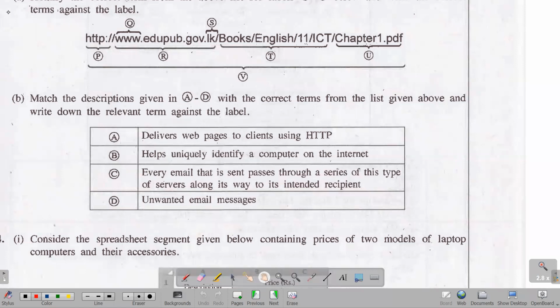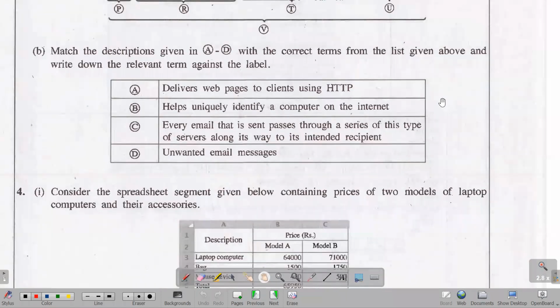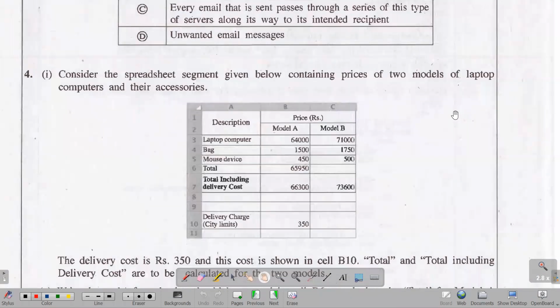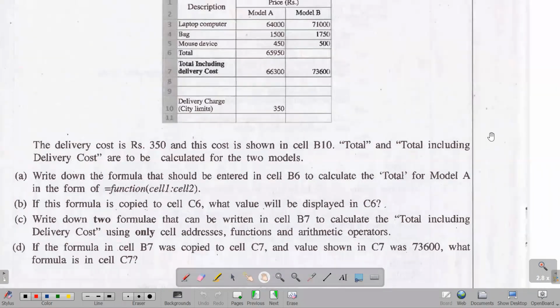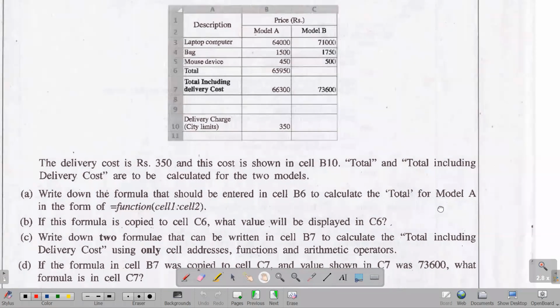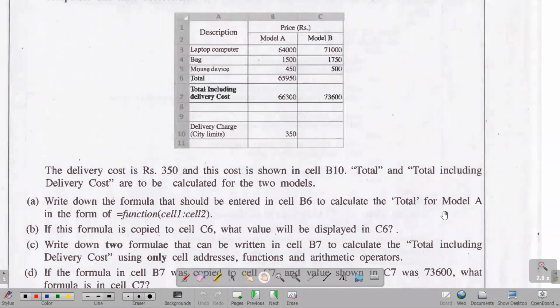All right. So moving forward to the fourth question. It says consider the spreadsheet segment given below containing prices of 2 models of laptop computers and their accessories. The delivery cost is 350, which is given in cell B10. The total and the total including delivery cost are to be calculated for the 2 models. It is asking to write down the formula that should be entered in cell B6 to calculate the total for model A.